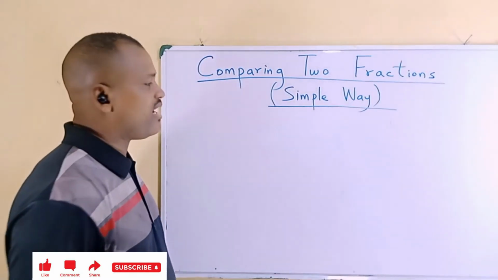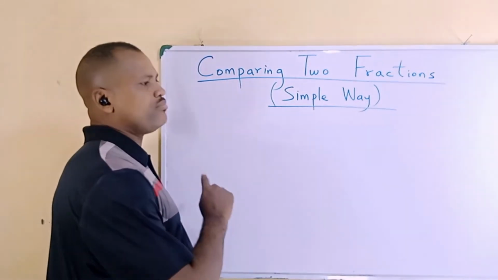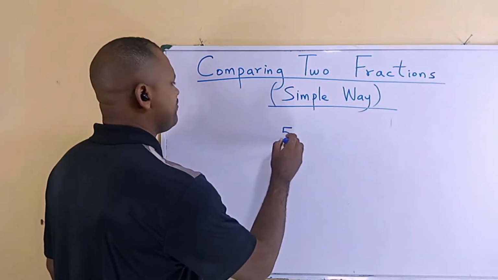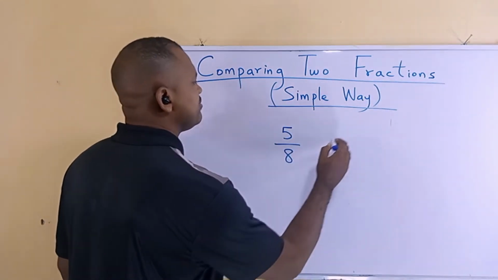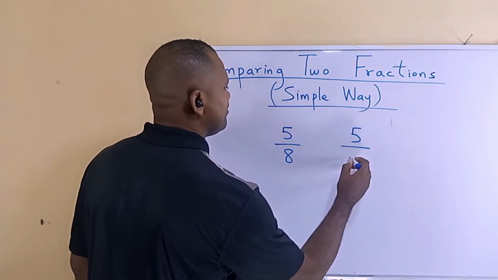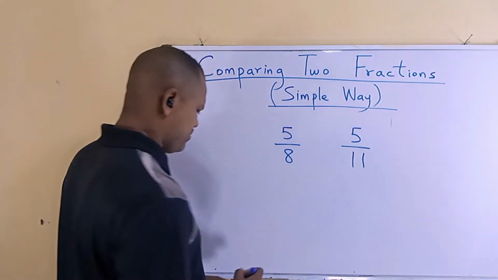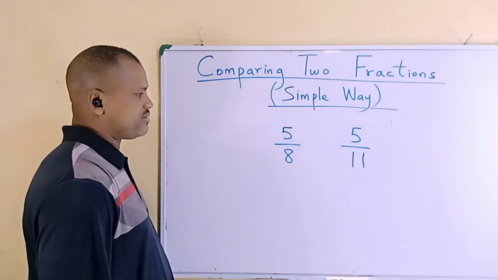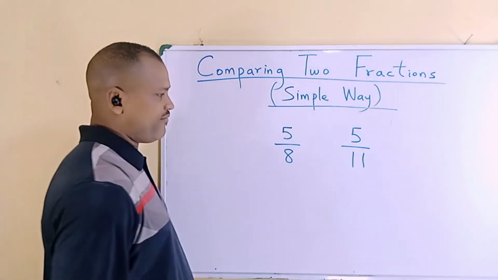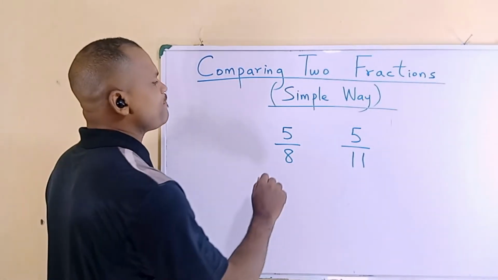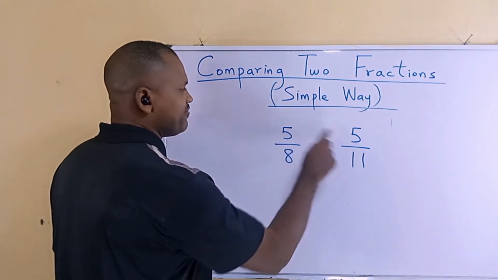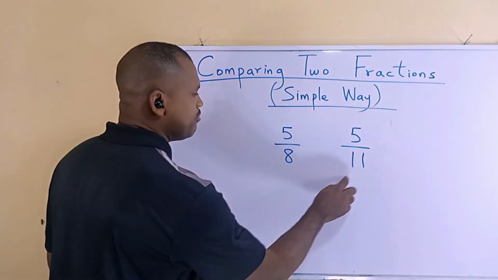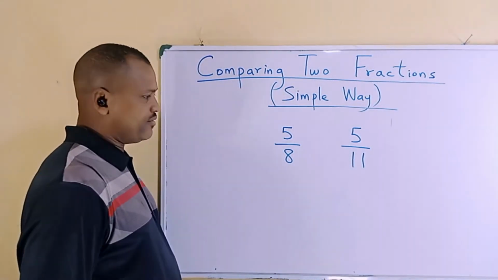Let's look at fractions that have the same numerator or top numbers. Let's say 5/8 and 5/11. Here they have the same top numbers, 5, 5. In this case, you ignore the 5, 5. Your eyes should be on the bottom numbers, 8 and 11.